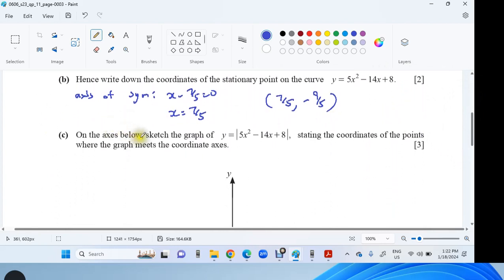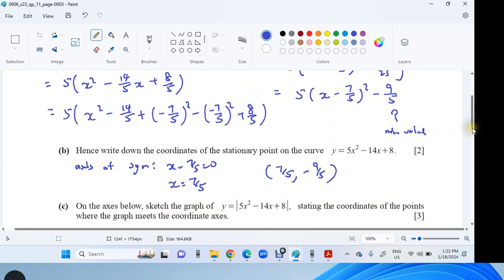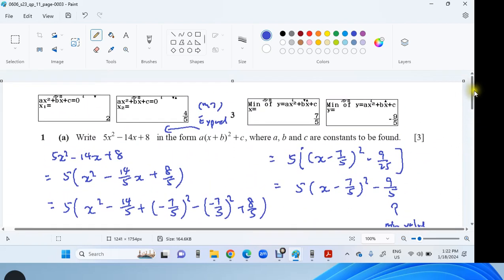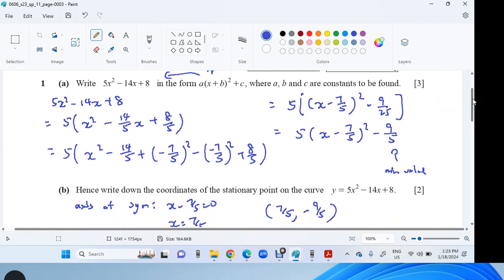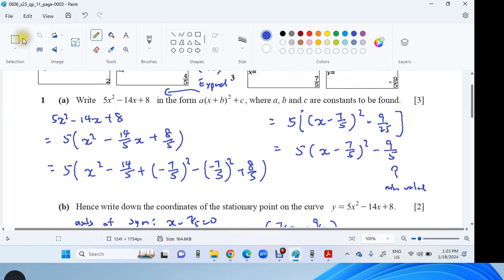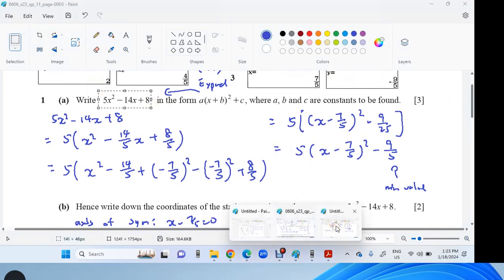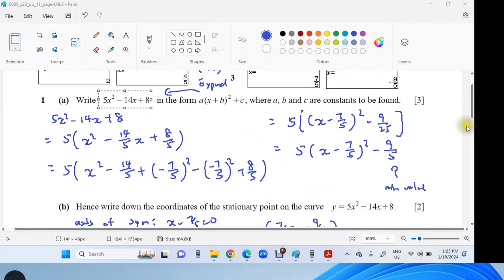So on the axis below, sketch the graph of this, giving the coordinates of the points where the graph meets the coordinate axes. Okay, so we have this one, we have 2 and 4 over 5, 5x squared minus 14x plus 8. Actually, we can do the factorization.